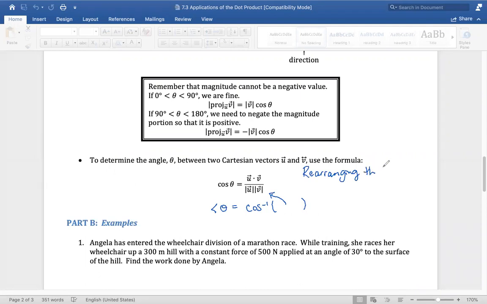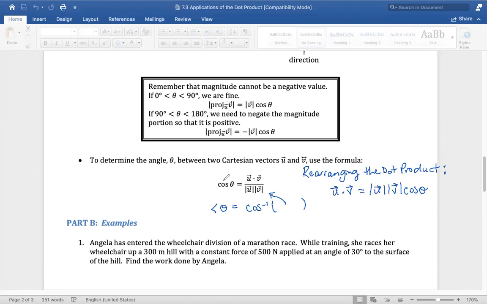So rearranging the dot product, I'll write it out here and then you'll see the connection. u vector dotted with v vector is equal to the magnitude of u multiplied with the magnitude of v times cos of theta. So do you see how if I was to divide by the magnitude of u and the magnitude of v, I end up with cos theta? So that's where that's coming from. Okay, let's go to some examples.